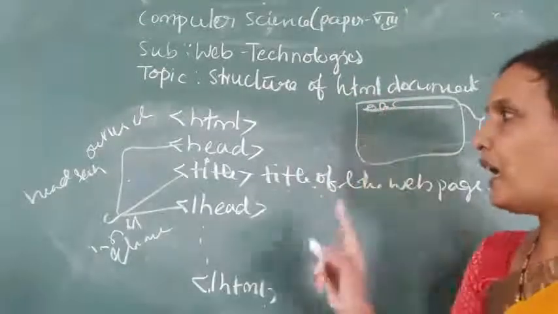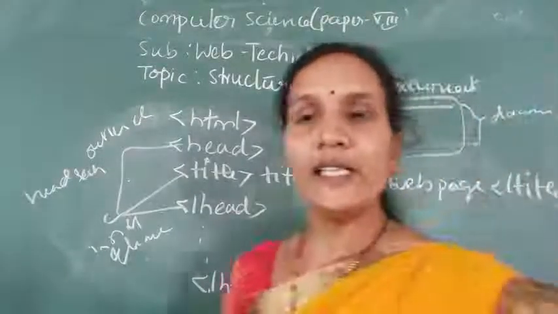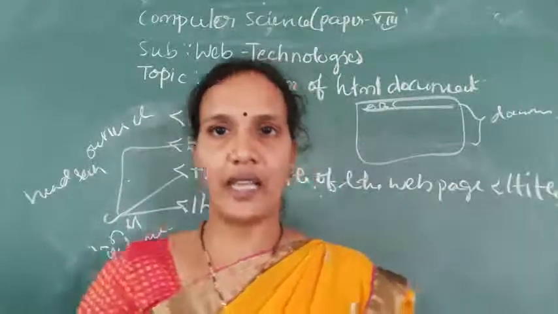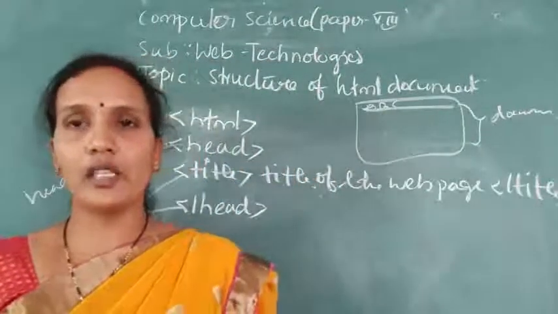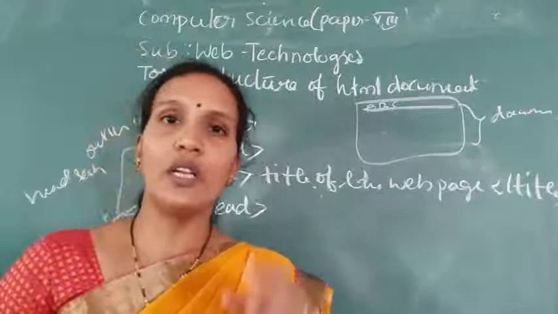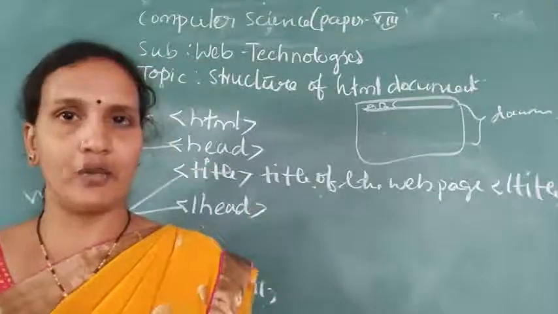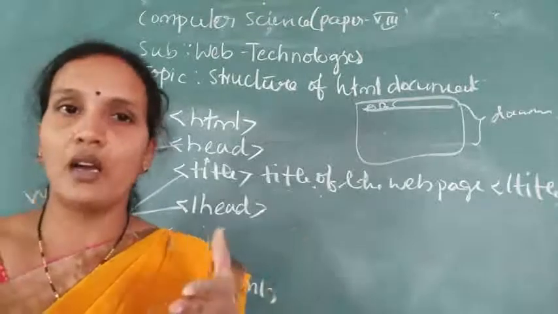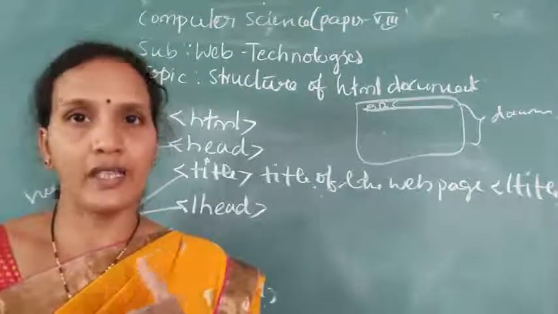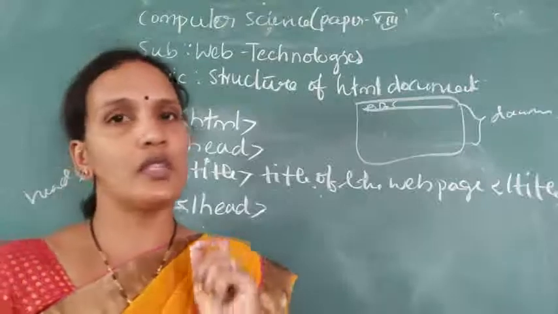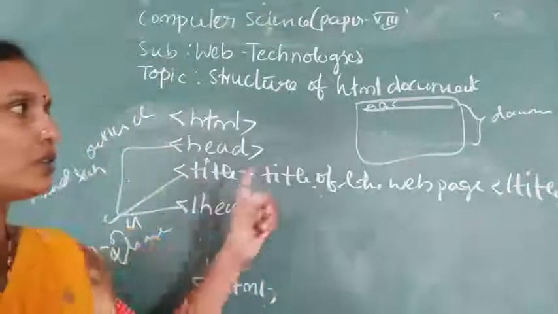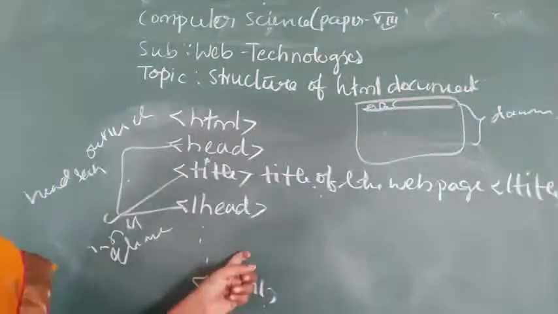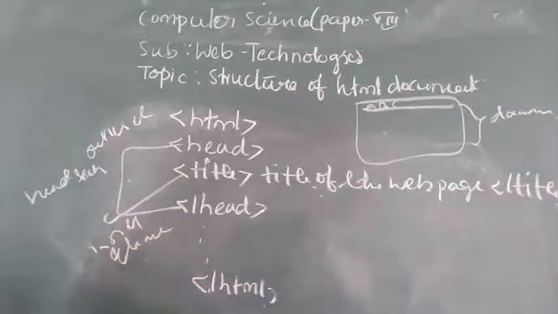Whatever you have given between a title opening and closing will be displayed on the title bar. And according to the rules, title tag is a nested tag actually. Means it is a rule that you should always include the title tag inside the head tag. So when you are including the title tag inside the head tag, before closing the head section, you are supposed to close the title tag. So this is the syntax of the head section. Take a screenshot of this.